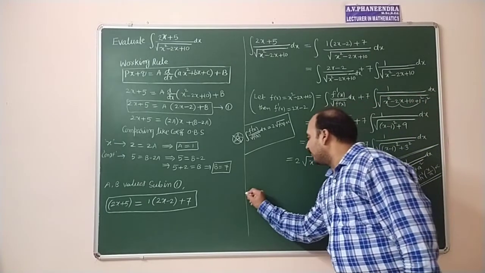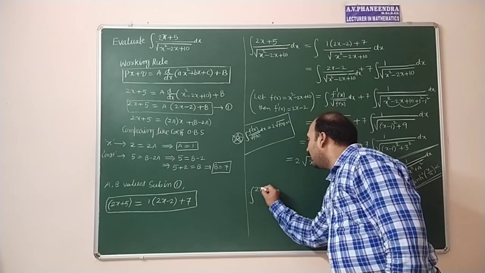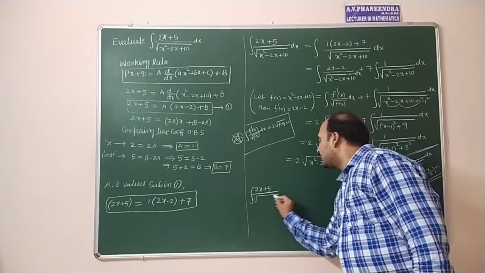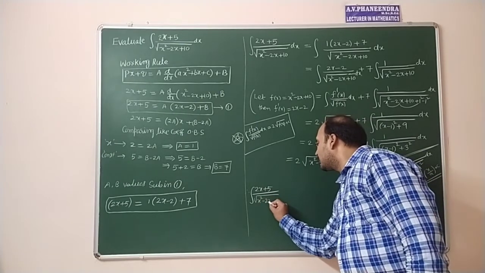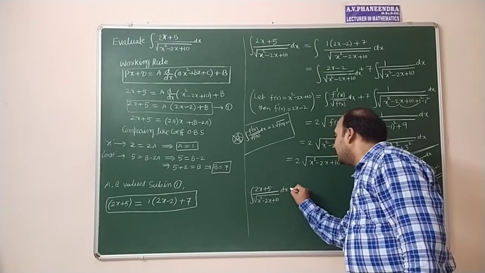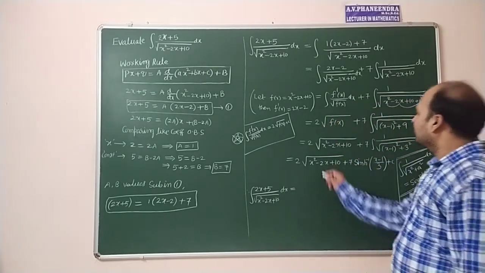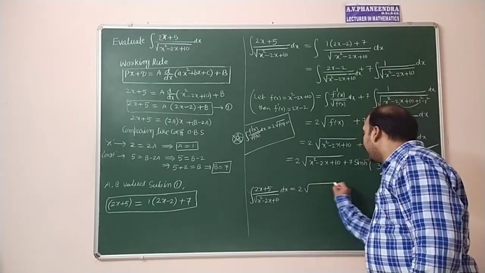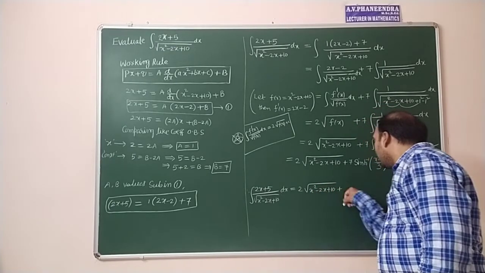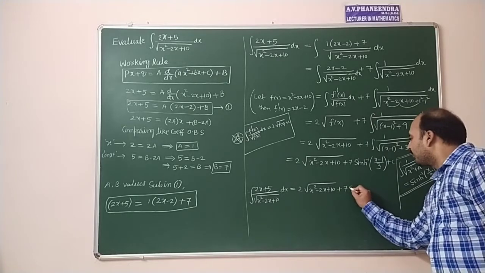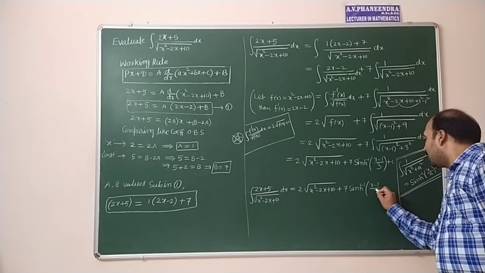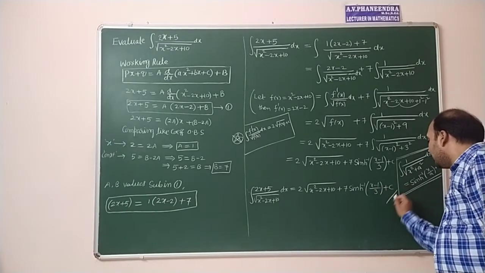Therefore, conclusion step: integral of (2x plus 5) divided by square root of x square minus 2x plus 10 dx is equal to 2 root of x square minus 2x plus 10 plus 7 into sinh inverse of (x minus 1) by 3 plus c.